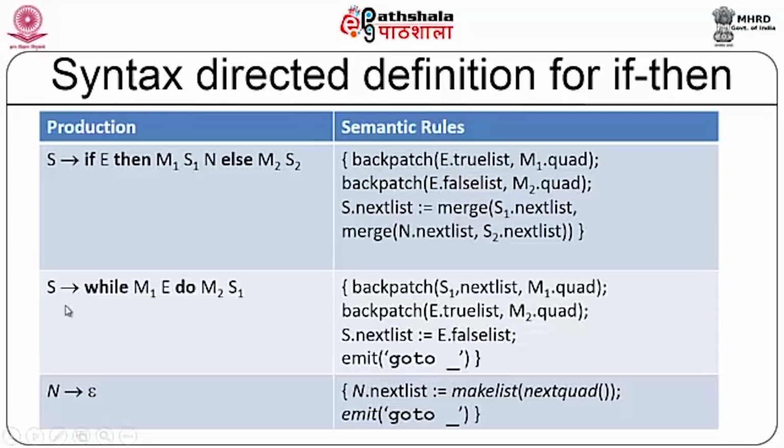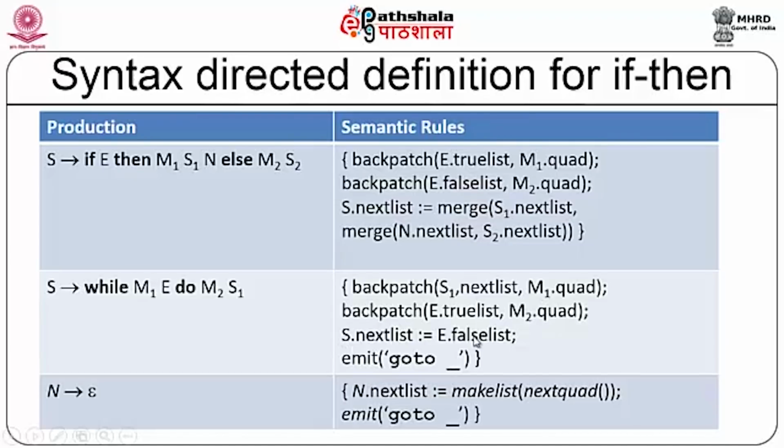And the last one is while M expression do S1. Again, this M1 is to create a line number for expression. This M2 is to create a line number for S1, which is similar to the previous one only. So, backpatch S1 dot next list with M1 dot quad, okay, and backpatch E dot true list with M2 dot quad, which is the same.